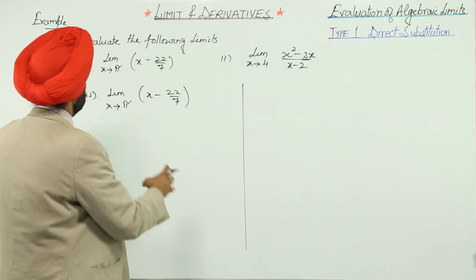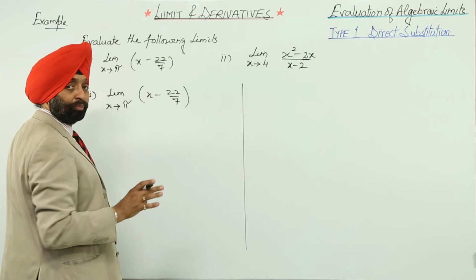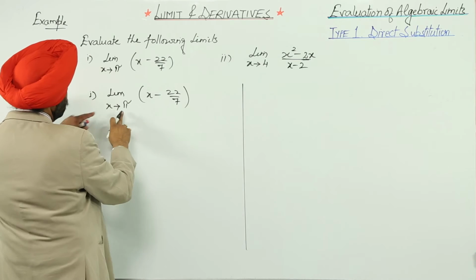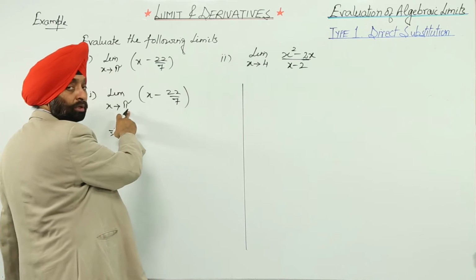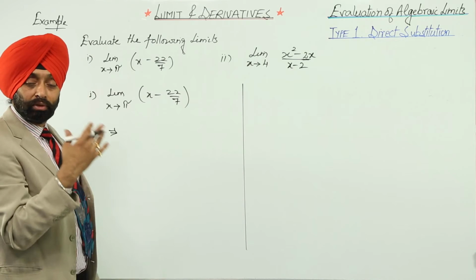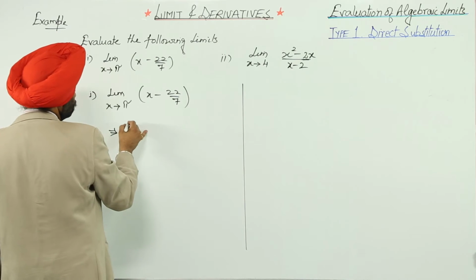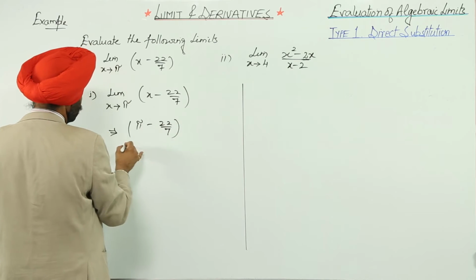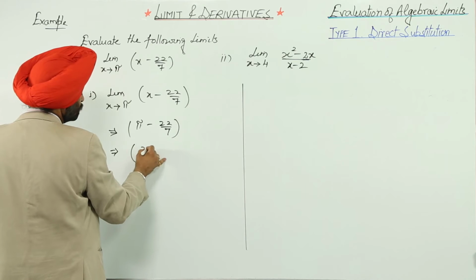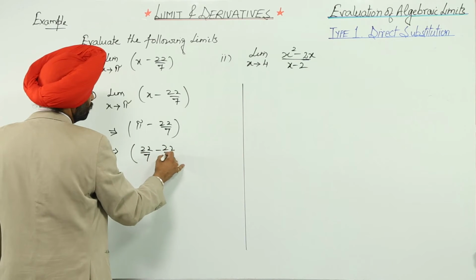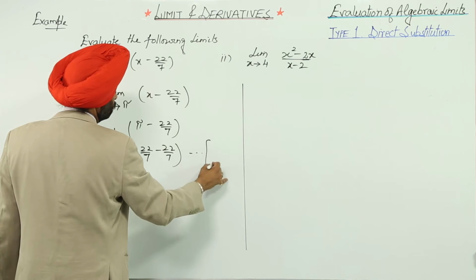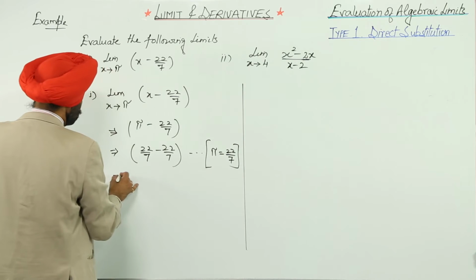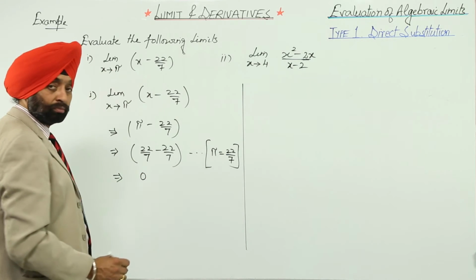Okay. So now here we are not having any type of overall denominator. So in place of this x we are going to put pi here, because we are approaching the value of x towards pi. So this becomes pi minus 22/7, and value of pi is 22/7 minus 22/7, so it is 0.